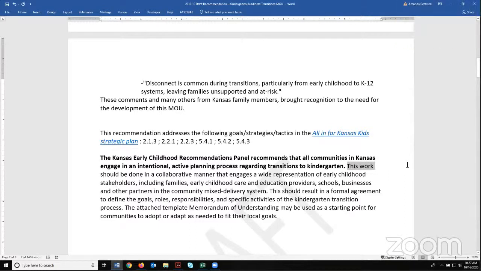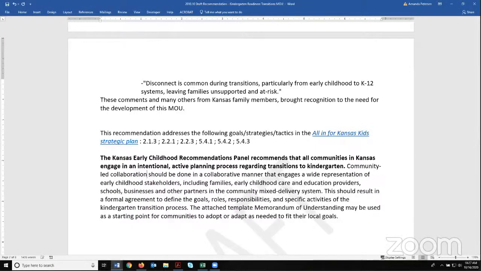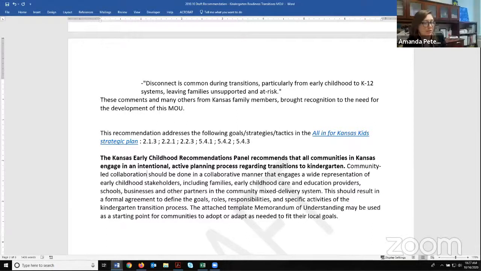It would certainly point back to the strategic plan, which is referenced right above, and then get to the nature of it being a community-led solution. So maybe we say community-led collaboration should be done in an inclusive manner.